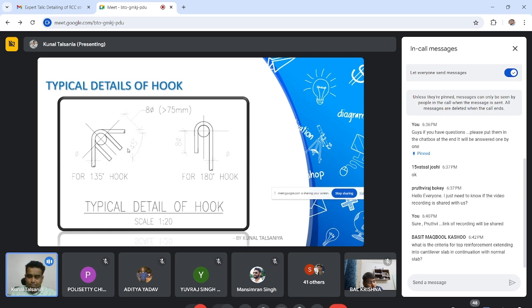This is very important, because when you visit any site, you can see that the majority of bar benders are not following this detail. Some contractors are not following these details properly, but as structural engineers, when we go to site and see that, you have to make sure they follow this, as it is the requirement of ductile detailing, and this is very important.